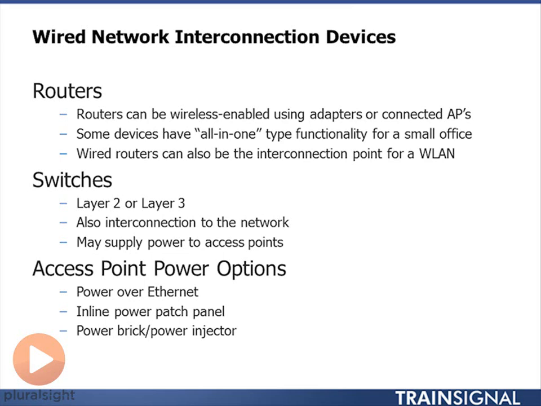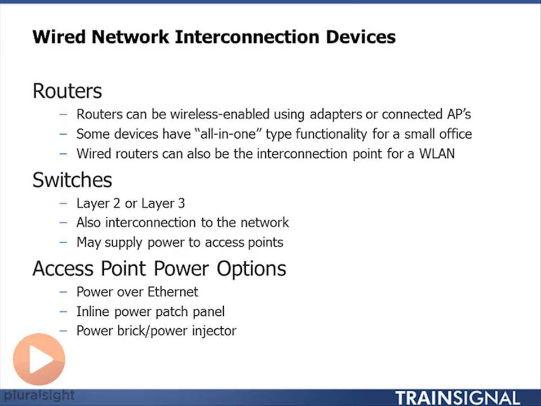So if you're going to use power over Ethernet from your switch, then you need to make sure your switch supports power over Ethernet. If it doesn't, then you might have to look at replacing switches as part of your wireless LAN deployment. Typically an access point will connect into a switch, and that might be a layer 2 or a layer 3 switch.